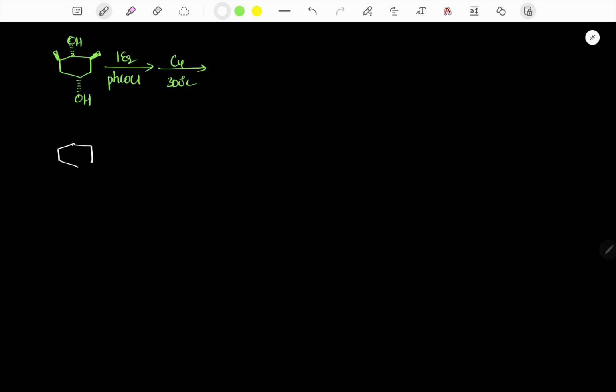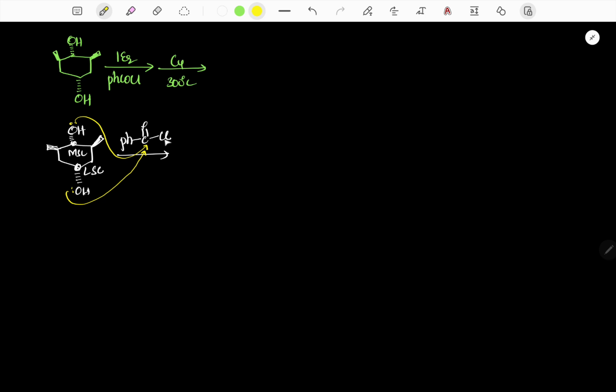The reactant has two alcohol groups. And the difference is one is less sterically crowded, another one is more sterically crowded. Now it is reacting with benzoyl chloride. Therefore, we expect two types of reactions. O lone pair can attack and O lone pair can attack.